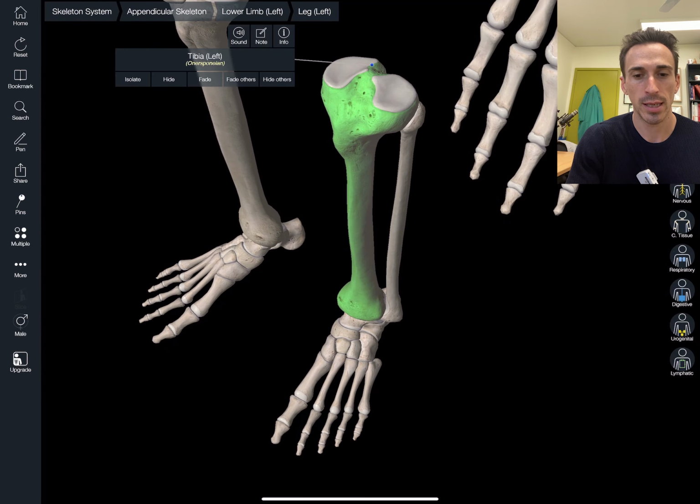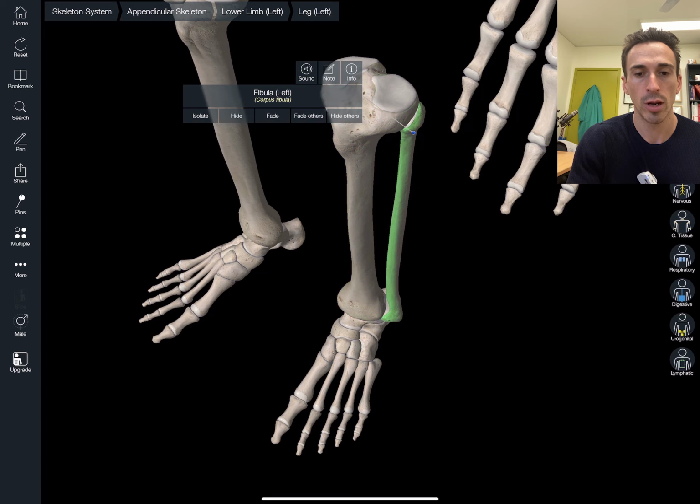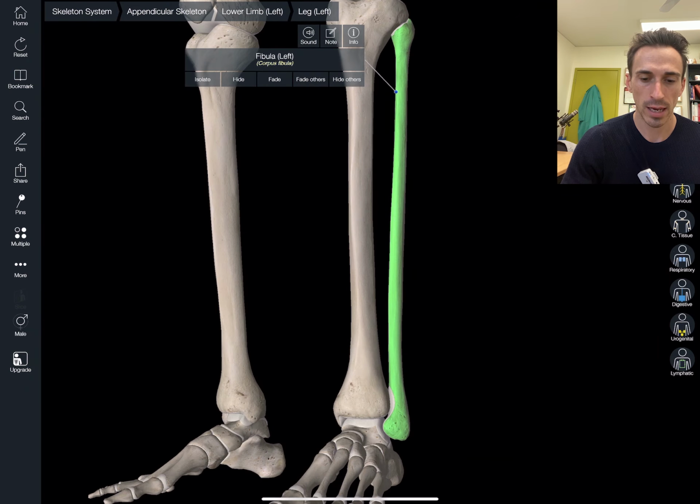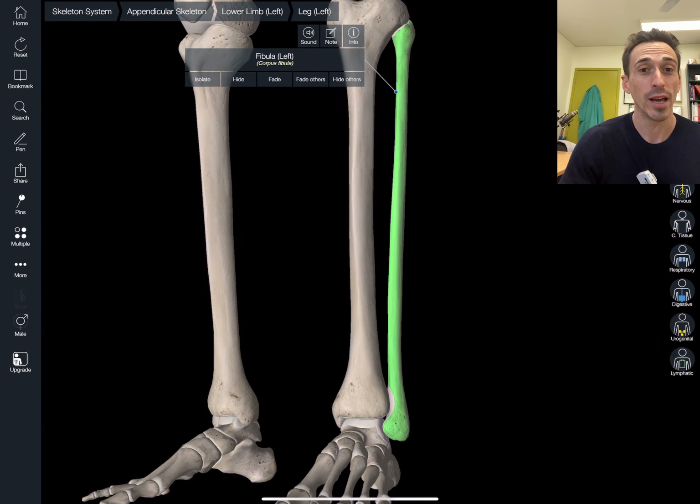So the other bone that's sitting here, the fibula, the smaller bone, only articulates in with the tibia. It doesn't touch the femur. And it moves down to form our ankle as well.